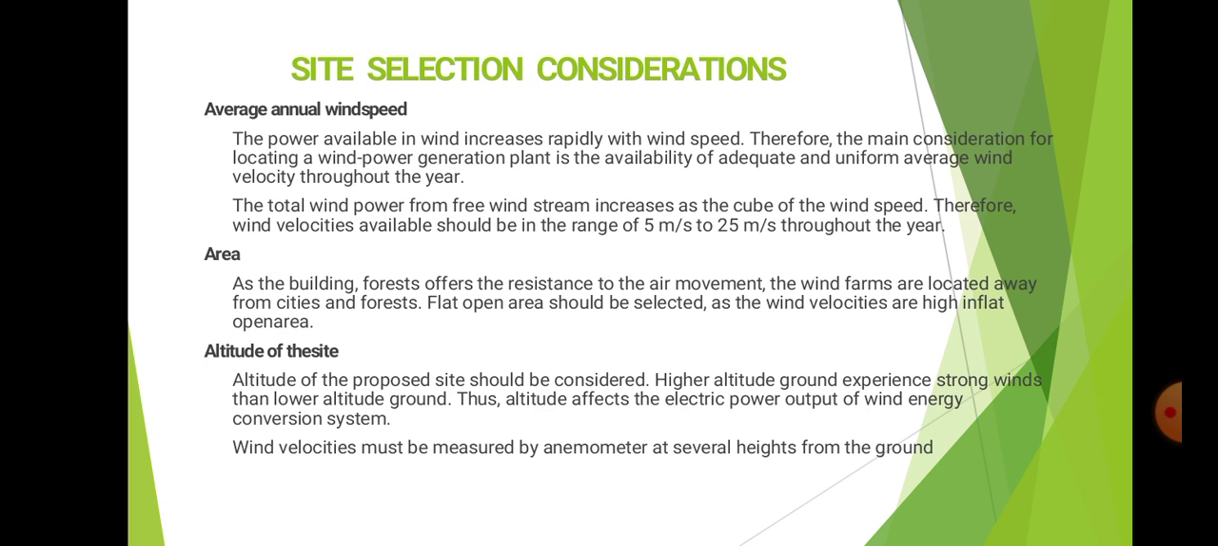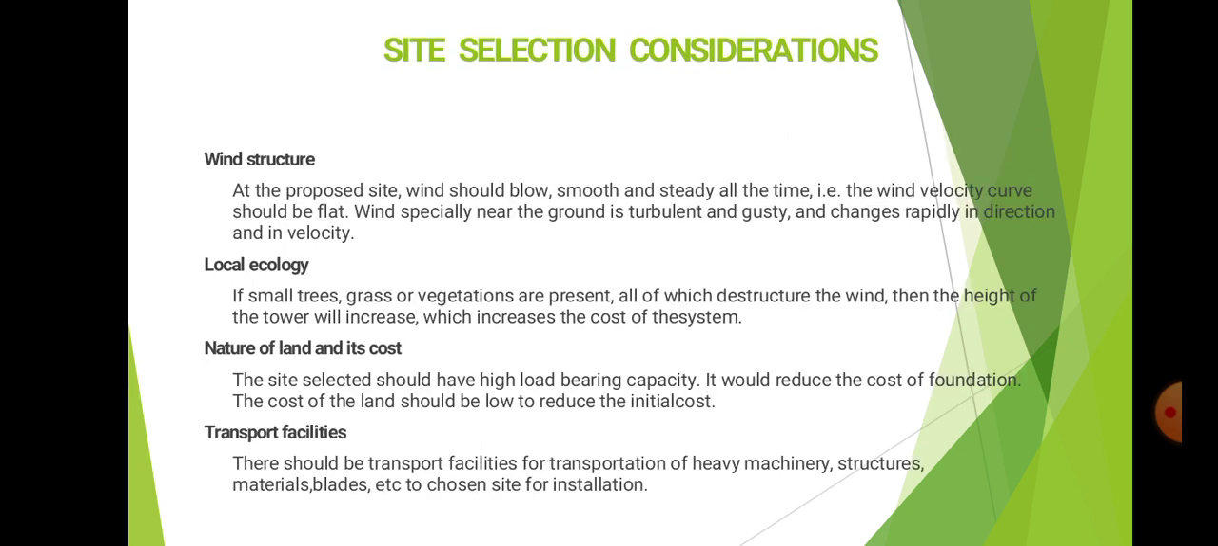Then the altitude of the site. The altitude of the proposed site should be considered. Higher altitude ground experiences strong winds, and the lower altitude weaker ones, thus altitude affects the electric power output of the wind energy conversion system. Wind velocity must be measured by an anemometer at several heights from the ground.